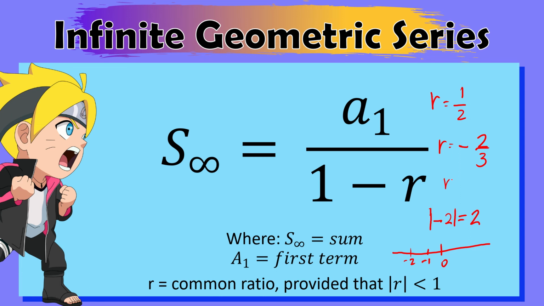Pero kung ang magiging common ratio natin, for example, ay positive 3, makakakuha pa ba tayo ng sum for an infinite geometric series? The answer po ay hindi na. Kasi nga again, the absolute value of our common ratio should be less than 1. So let's have examples.